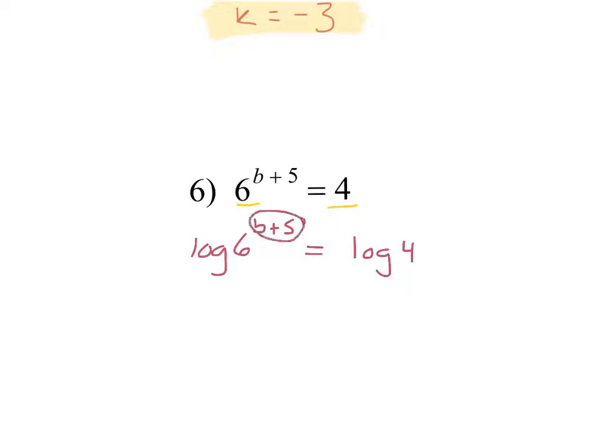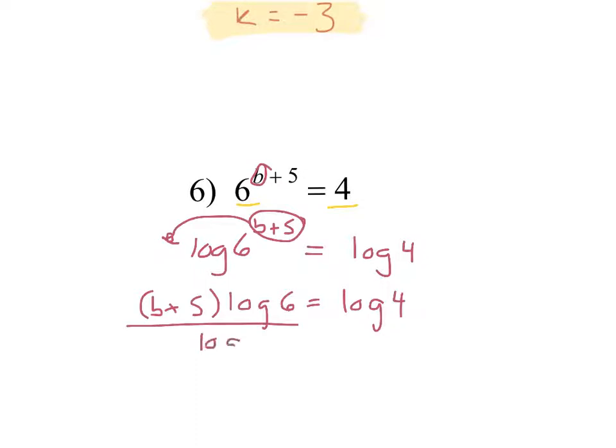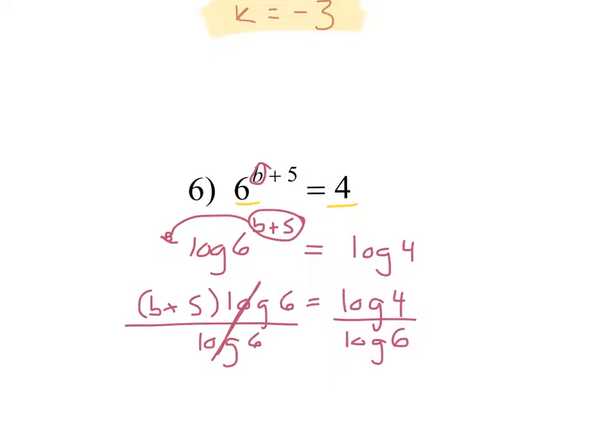So now we're going to take our exponent and move it to the front. So we have b plus 5 times the log of 6 is equal to the log of 4. And our goal is to find what b is equal to. So we want that to be all by itself. So since the log of 6 is being multiplied to it, we're going to divide both sides by the log of 6. So it'll cancel out on the left side.